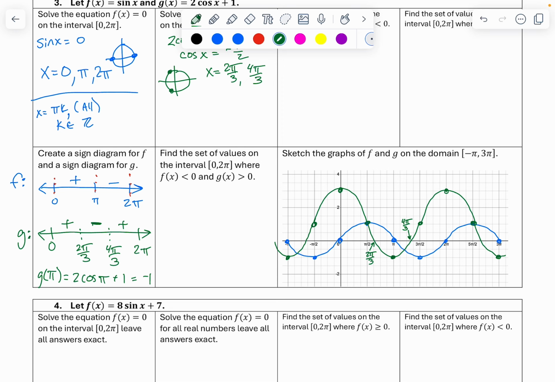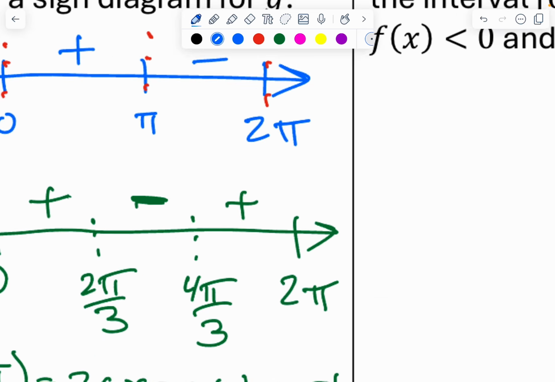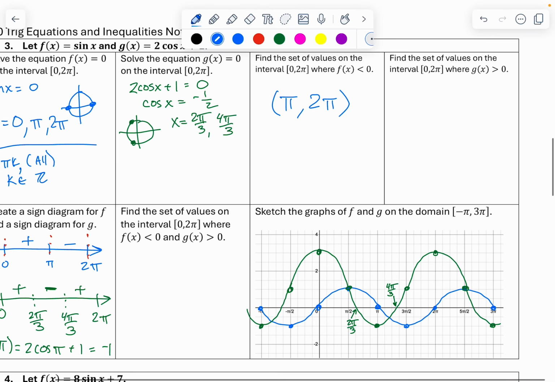Okay, so let's answer these questions. Where is f of x less than 0? It can't equal 0, so it's going to be soft brackets on pi to 2 pi. Where is g of x greater than 0? Well, looking back at this, 0 to 2 pi over 3, and then 4 pi over 3 to 2 pi. But we can't include this. Oh, I was going to use green. 0 to 2 pi over 3, pick it up again, and go from 4 pi over 3 to 2 pi.